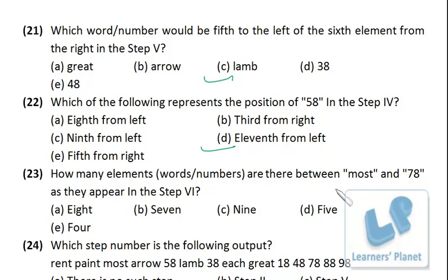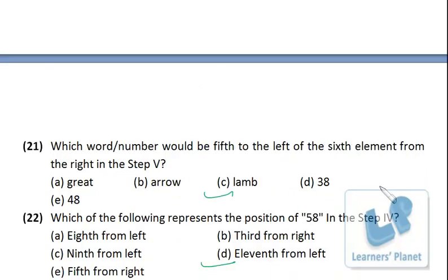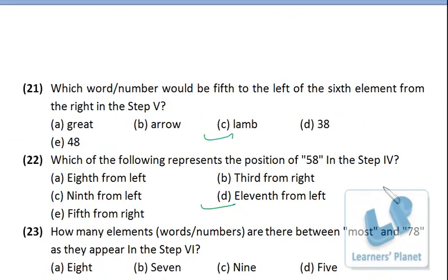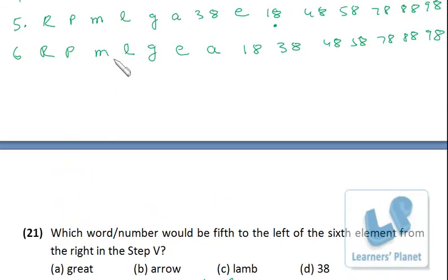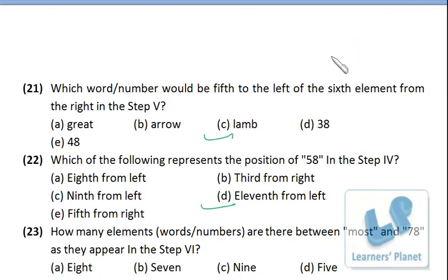How many elements are there between most and 78? Most in step 6. Okay. Most, 1, 2, 3, 4, 5, 6, 7, 8. 8 between most and 78. 8 are there.